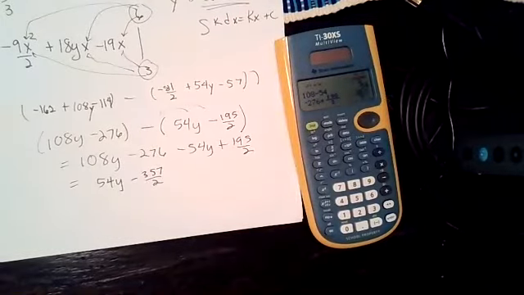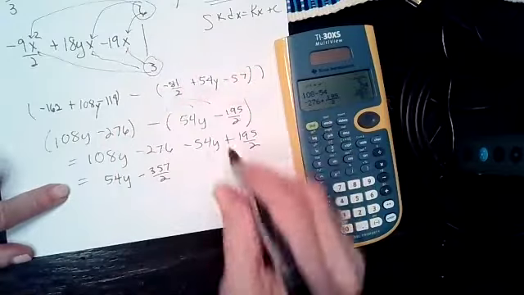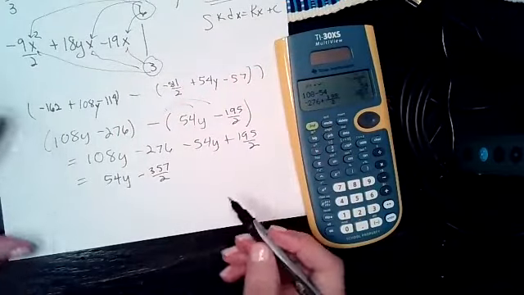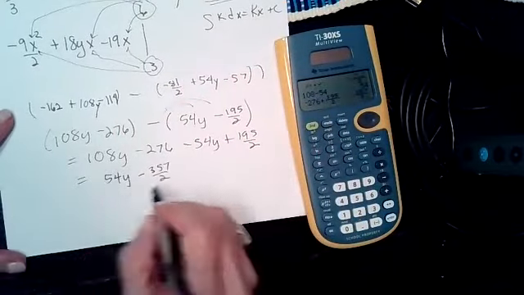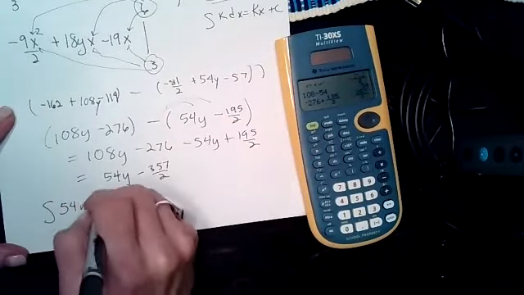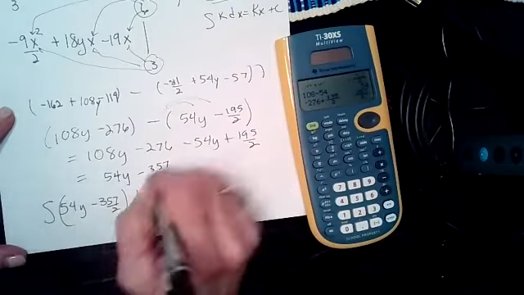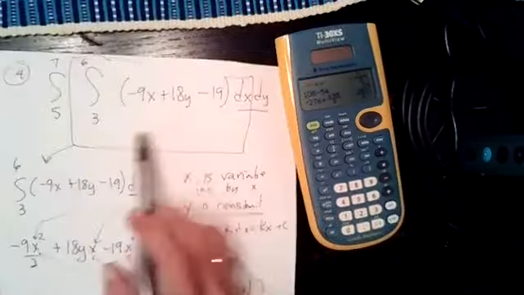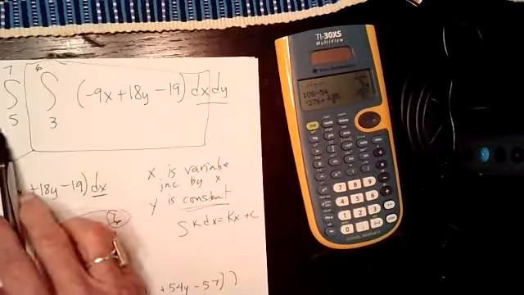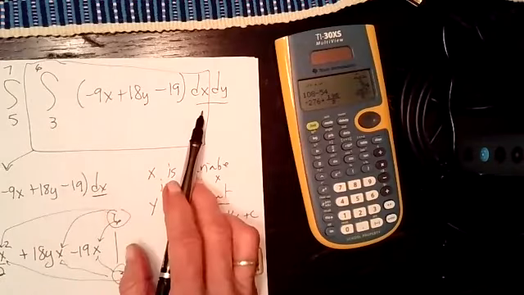Okay. That won't all be this ugly. I just wanted to work an ugly one. So I integrated with respect to x. I did all this tedious work. I hope I did it right. Now I'm going to take what's left over, 54y minus 357 over 2, and integrate it with respect to y. And what are my y limits? From 5 to 7, so 5 to 7.